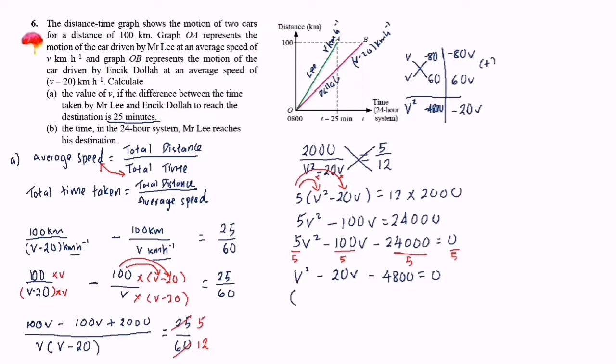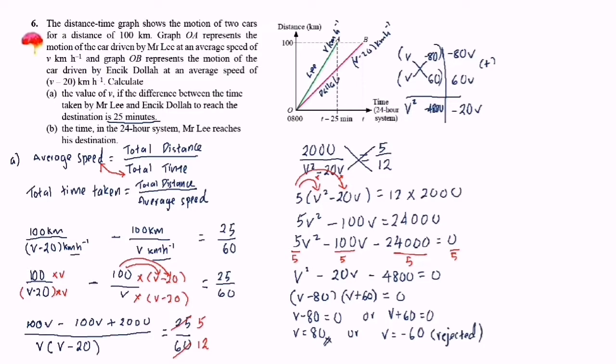So now we put in bracket. First bracket is v minus 80. Second bracket is v plus 60 equals 0. Okay, so v minus 80 equals 0 or v plus 60 equals 0. v equals 80 or v equals negative 60. Okay, so as we know, we cannot have speed in negative. So this is rejected. The value of v is 80.